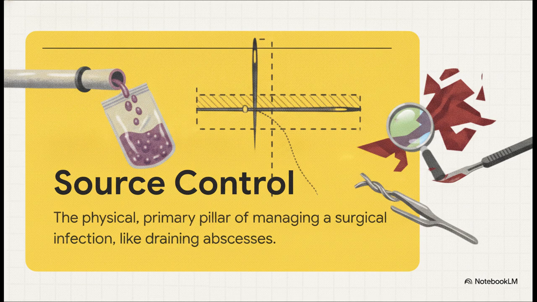Source control is the primary, physical pillar of managing a surgical infection. It's a really comprehensive approach. We're talking about draining purulent abscesses, debriding necrotic tissue, pulling out foreign bodies, and directly repairing the structural defect that caused the contamination in the first place. The essential pearl to take away. Source control is the primary, physical pillar of managing any surgical infection.